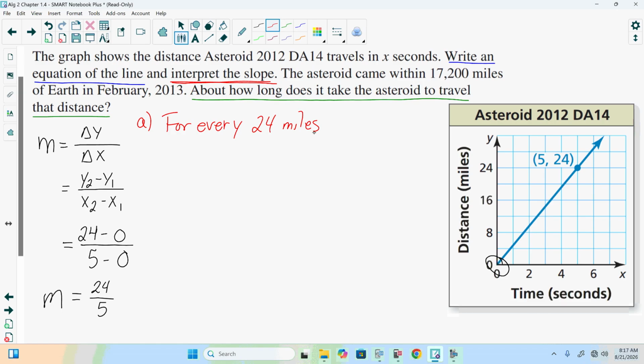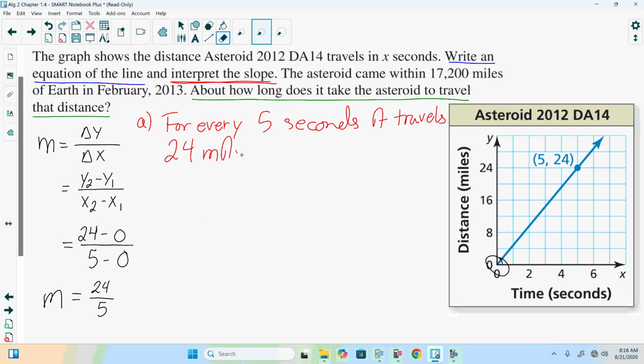For every 24 miles, we're going what? Or it takes, yeah, for every 24. Yes, thank you. I kept wanting to do y first. For every 5 seconds, it travels 24 miles. Yeah, it's possible to do it the other way. It just feels weird. For every 24 miles, it takes 5 seconds. It sounds the same. It still works. It just feels a little weird. We normally say time first. Yeah, for every 5 seconds, it travels 24 miles.